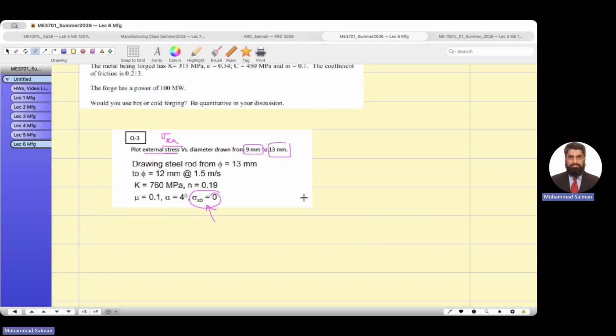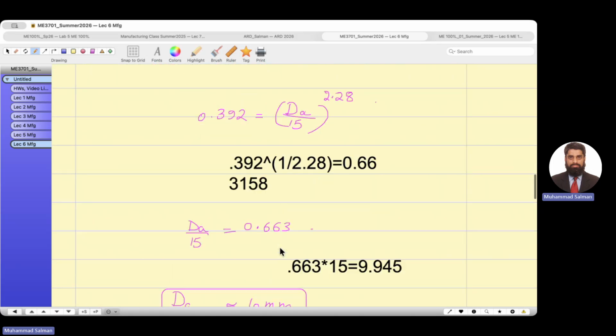I would say 12 millimeter because 13 is the initial diameter. But let's see, maybe at 13 millimeter you will get zero stress if it is the same step. It's a drawing process. So can you first of all use this single value and then change the value here from 12 to 9, and see what changes you get. You just have to use this equation.